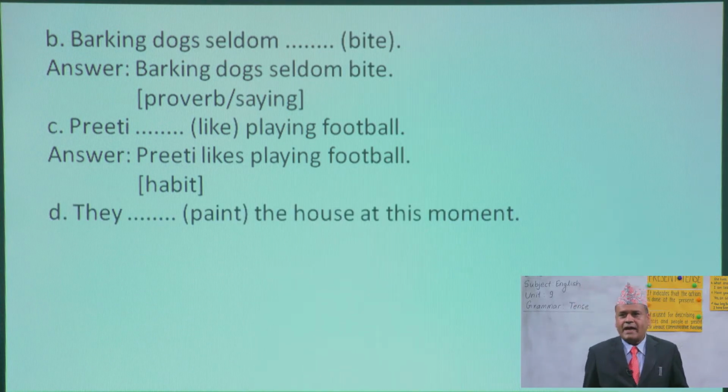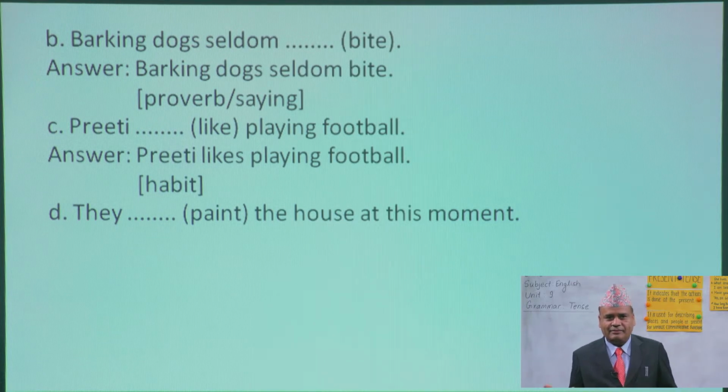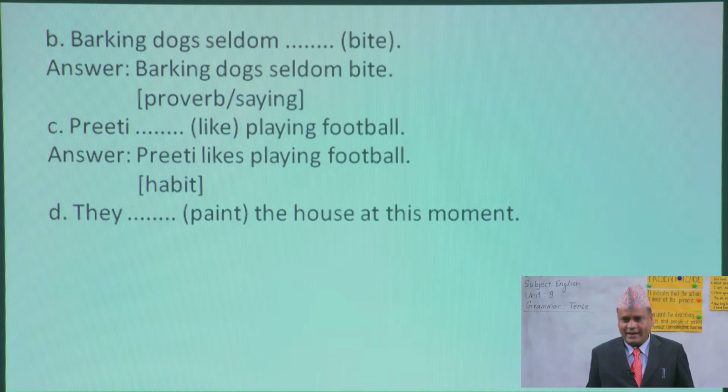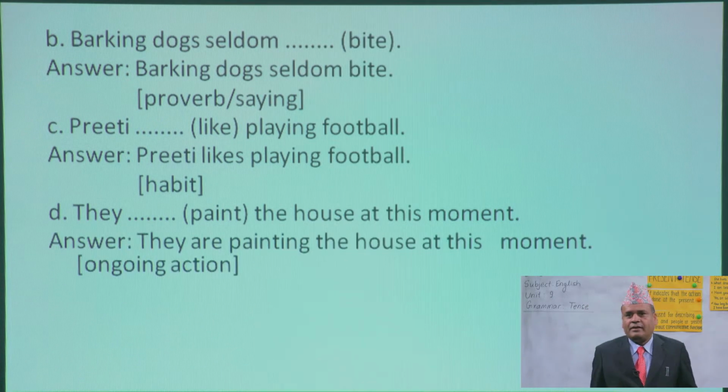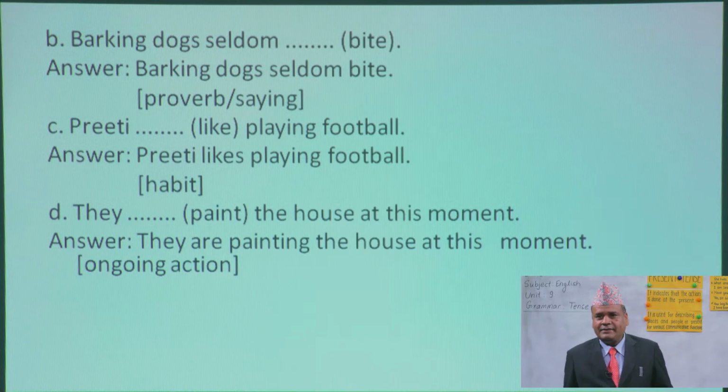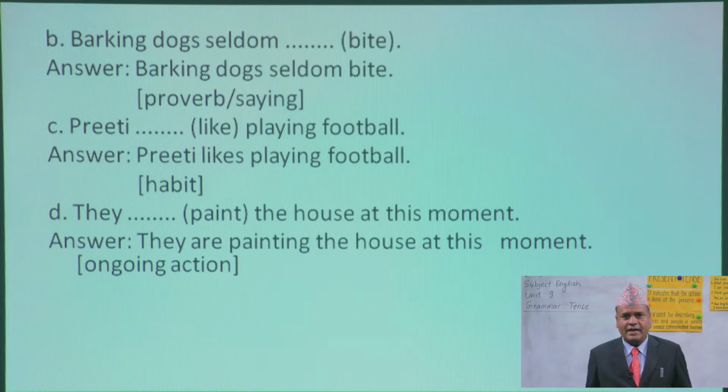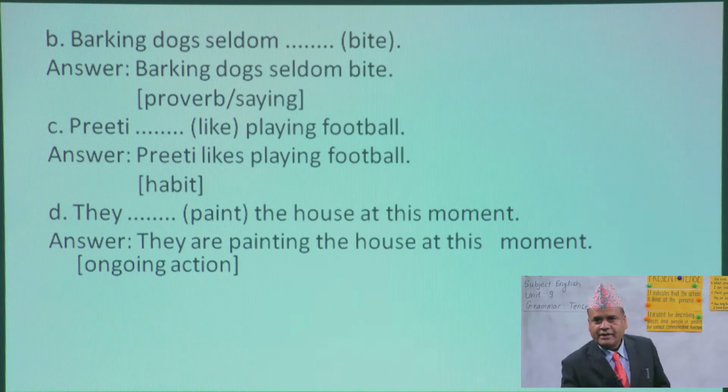they paint the house at this moment. At this moment means at this time. We are speaking now, at this time. Okay? So, we are learning English at this time. So, when it indicates now, at this time, at this moment, we normally use present continuous tense. All right? So, the answer is, they are painting the house at this moment. This is an ongoing action. Okay? We always use present continuous tense.